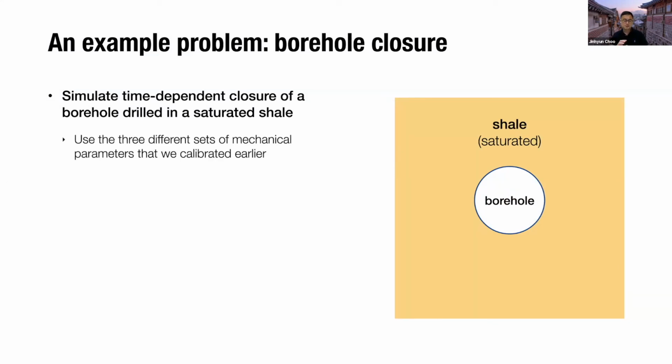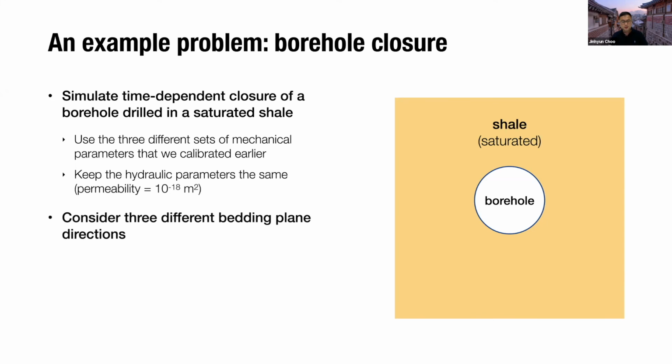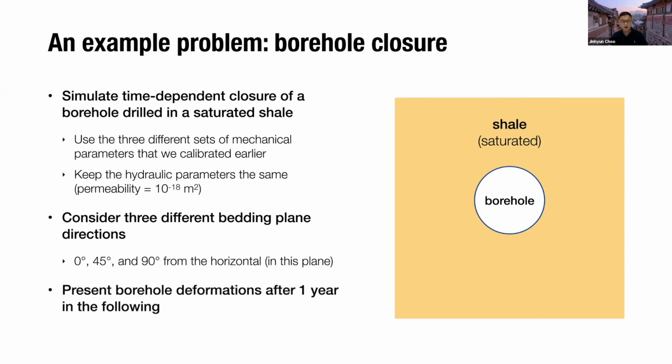For this simulation, we use the three different sets of parameters that I just explained. To isolate the impact of constitutive behavior, we kept the hydraulic parameters the same, with an isotropic permeability of 10 to the minus 18 square meter. And we consider three different bedding plane directions, namely 0 degree, 45 degree, and 90 degree from the horizontal. In what follows, I will present borehole deformation after 1 year.